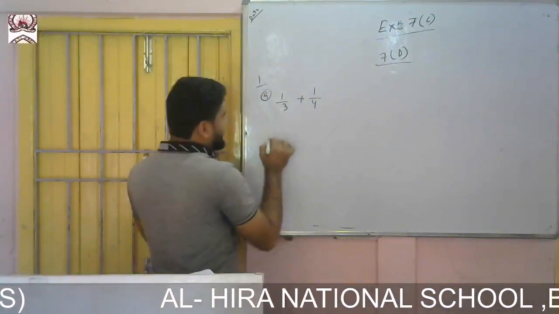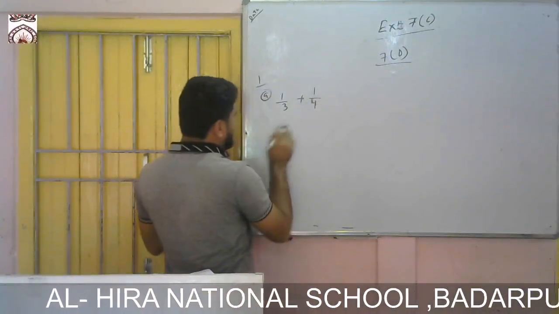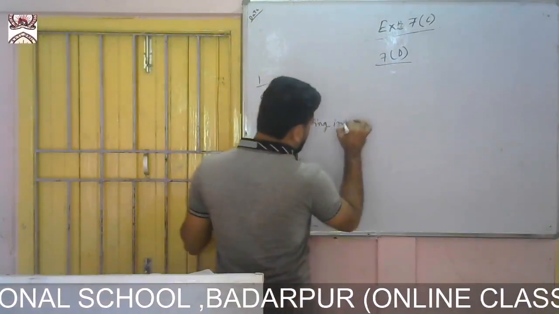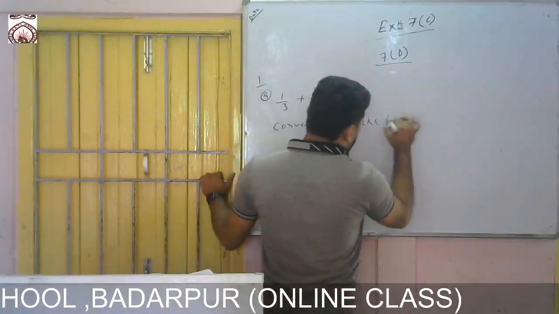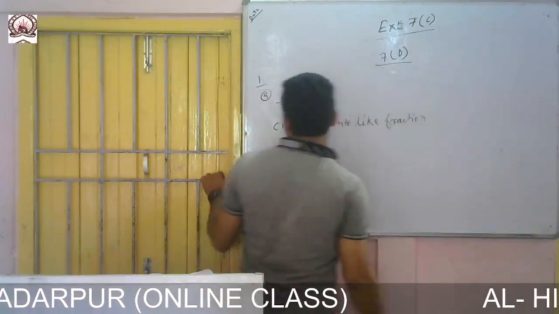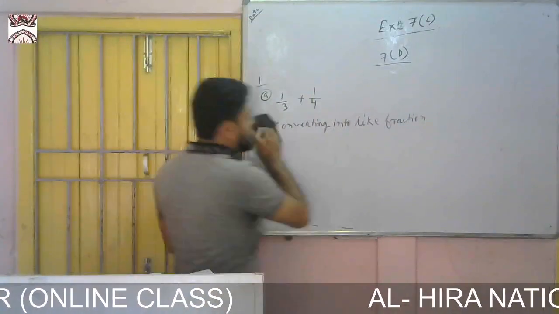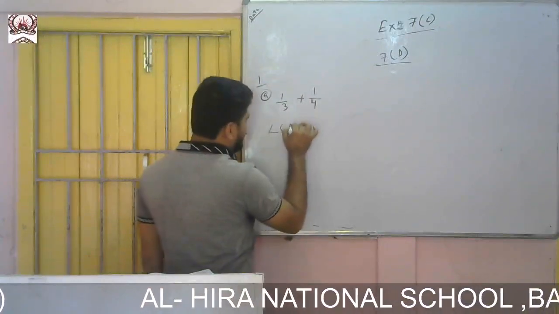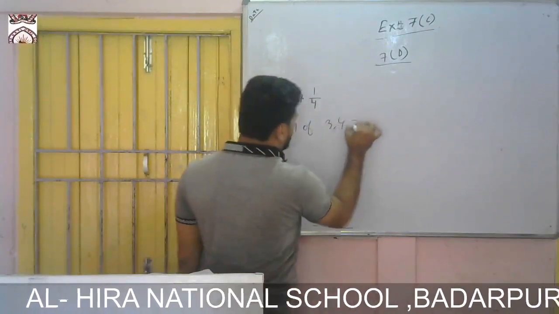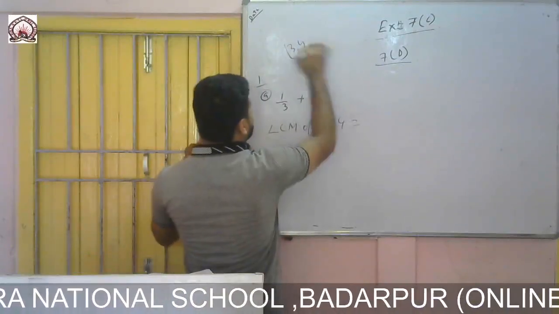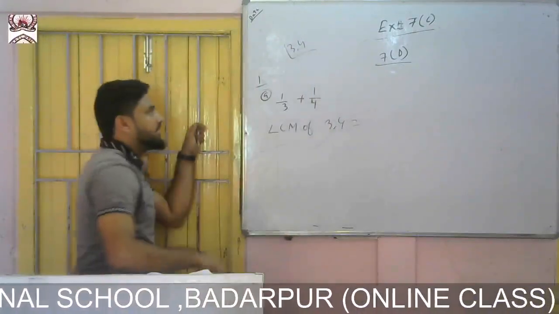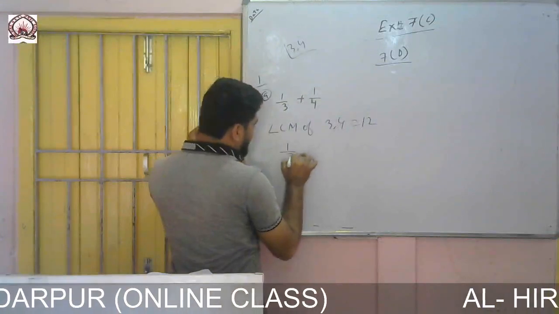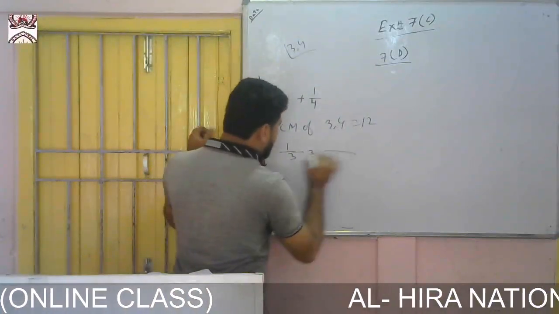Okay, right. Converting into like fractions. No need of writing this one, directly you convert into like fractions. Therefore the LCM of 3 and 4 will be what? If I take the LCM, I need to multiply because I cannot divide with any common number. So 3 fours are 12.